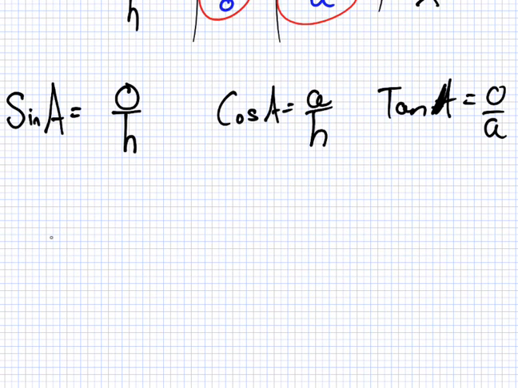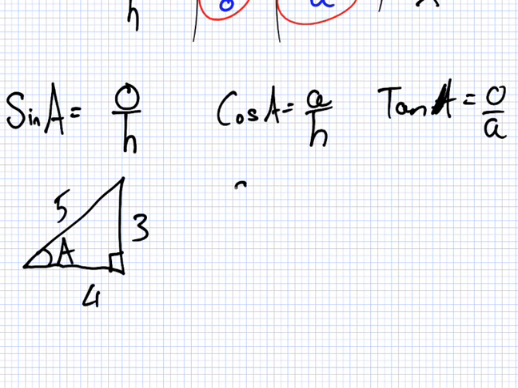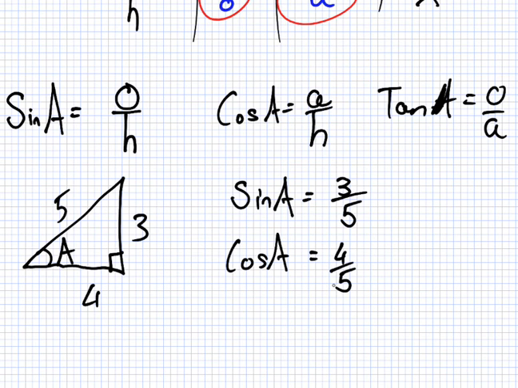So for example, with this triangle here, that's 3, 4 and 5, and that's angle A, I can say sine of A is opposite over hypotenuse. Cos of A is adjacent over hypotenuse. And tan of A is opposite over adjacent.